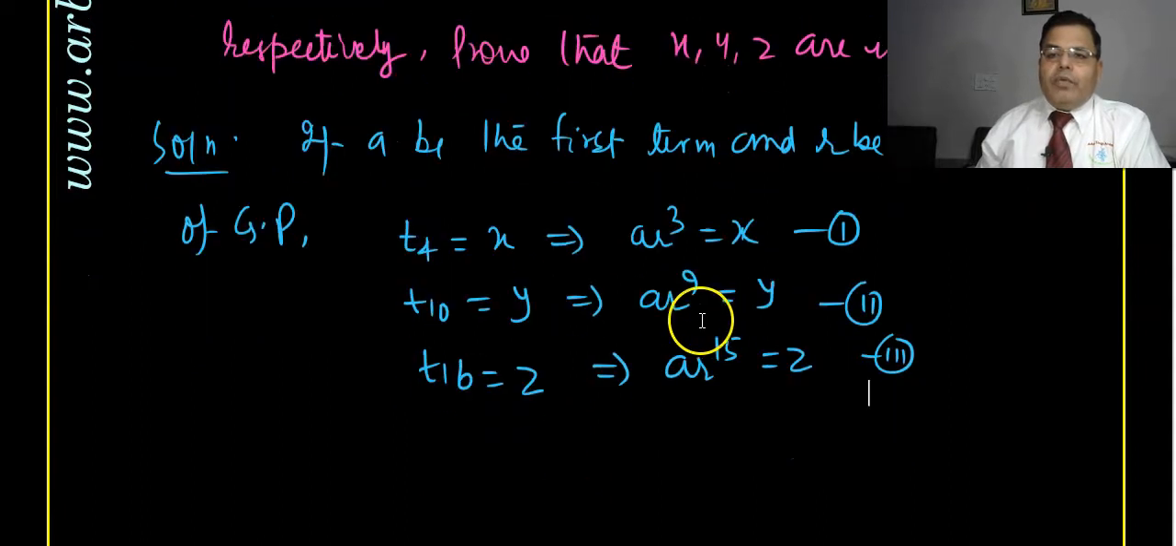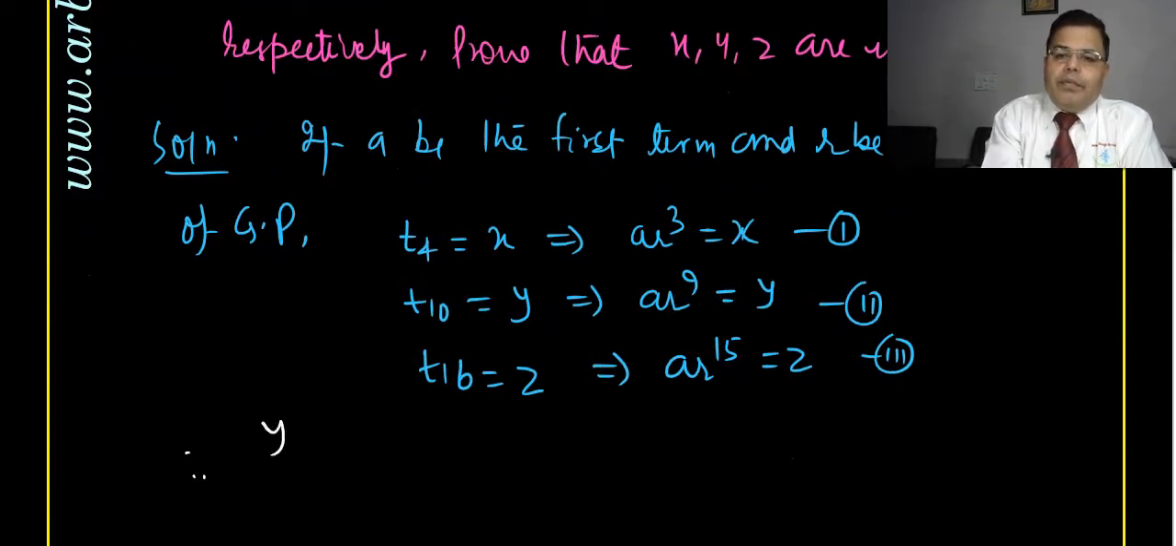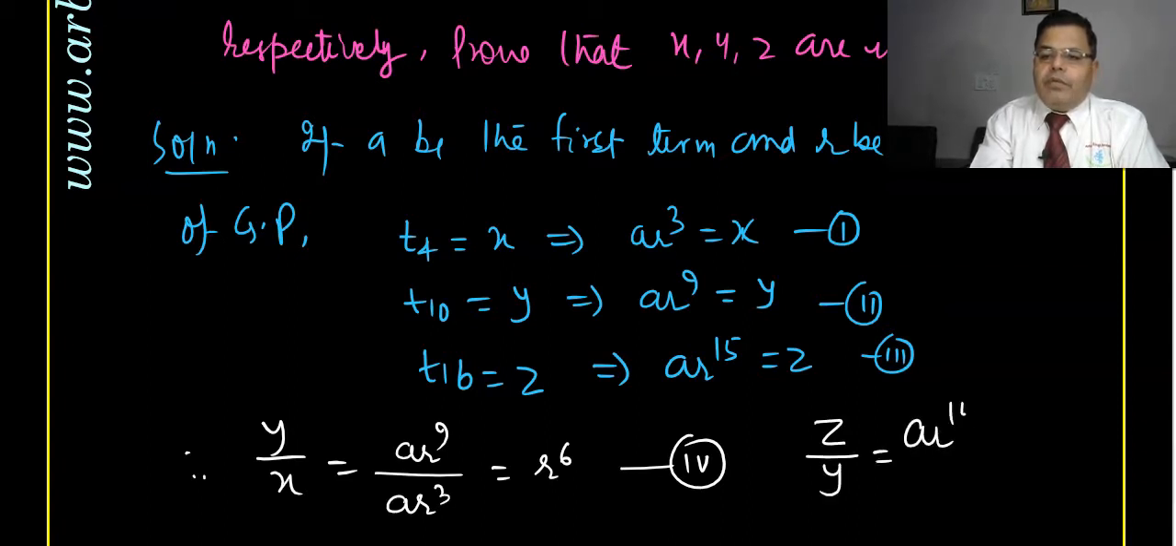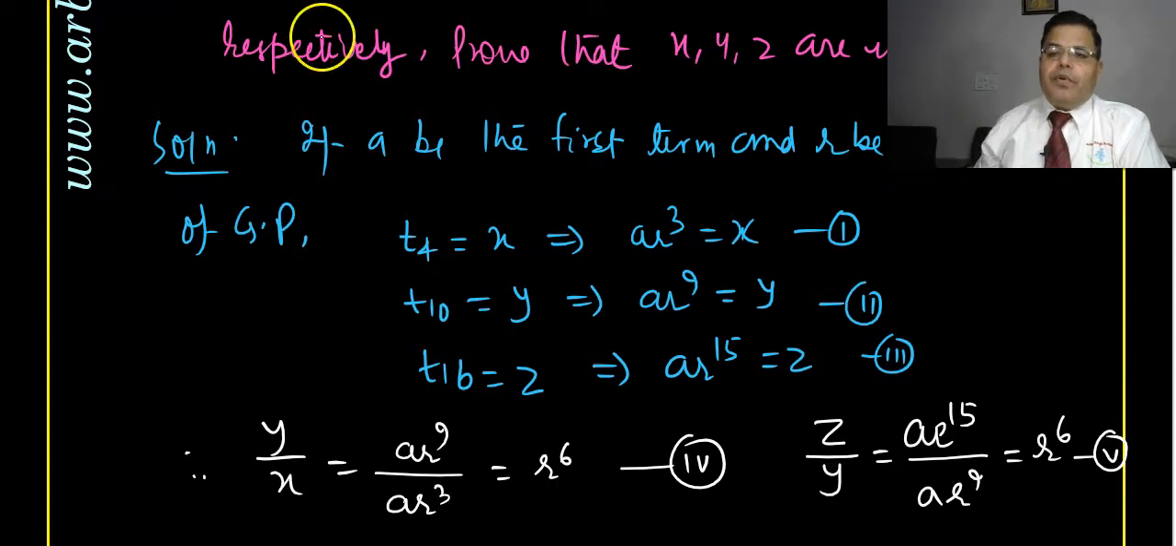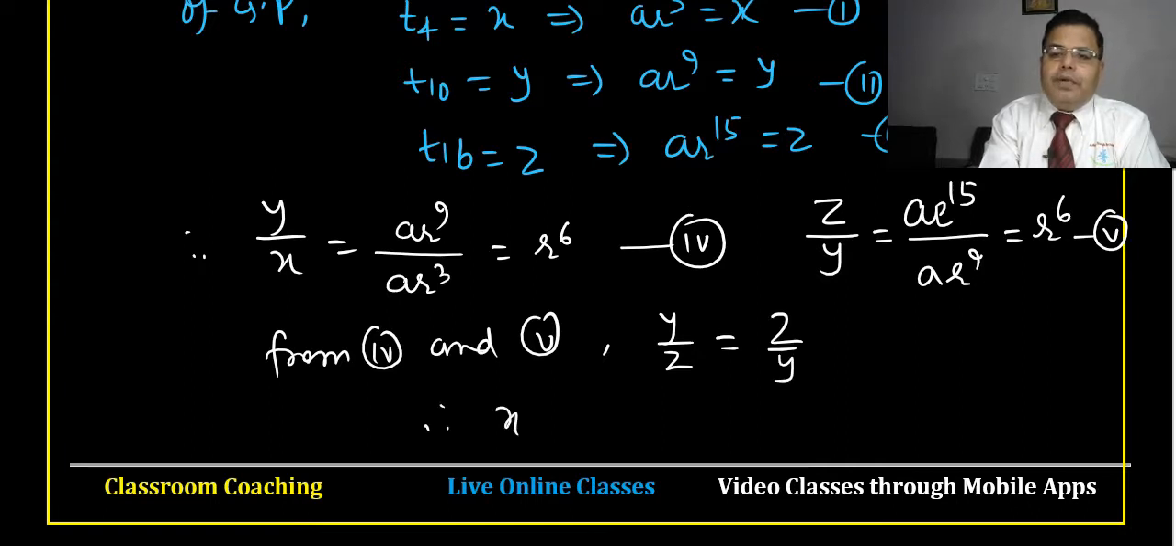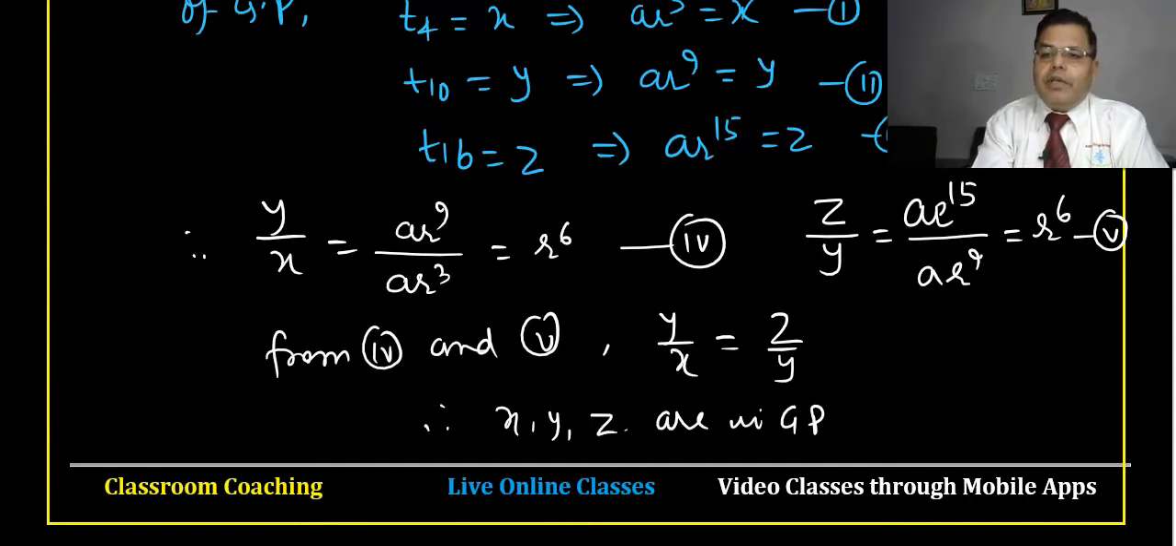Now I can find Y by X, which is AR to the power 9 divided by AR cubed, that is R to the power 6, right? And Z by Y is equal to AR to the power 15 divided by AR to the power 9, that is also R to the power 6. So from 4 and 5, we have Y by X is equal to Z by Y, both are equal to R to the power 6, and therefore X, Y, Z are in GP.